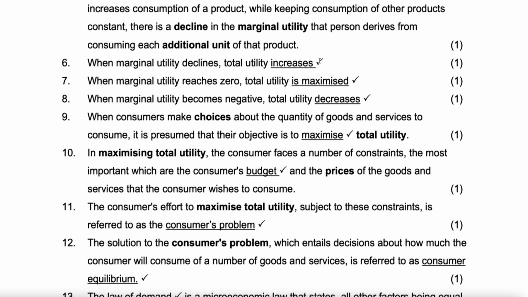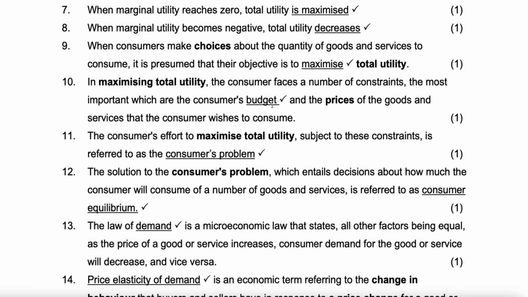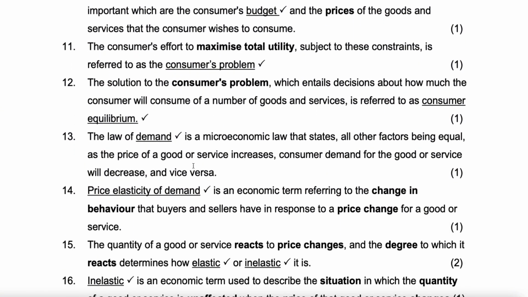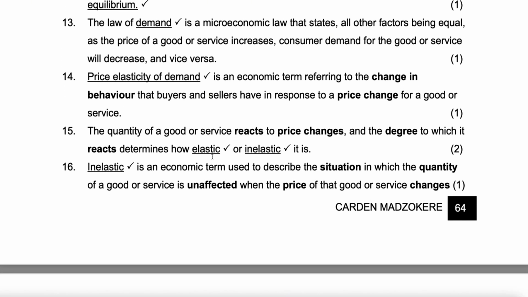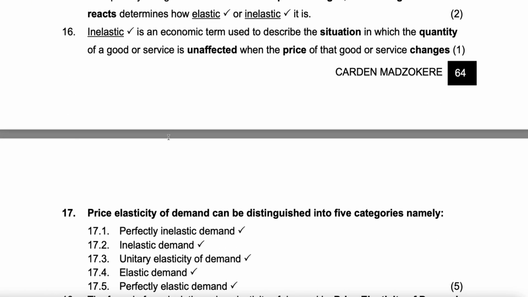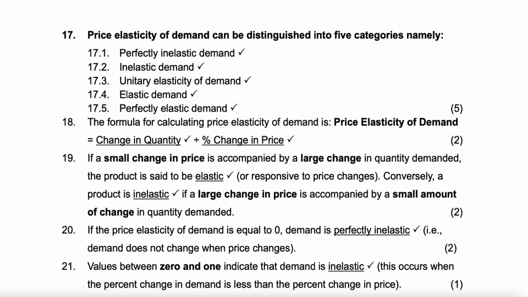I've covered this, so just see: increases, maximized, decreases, maximize, budget, consumer's problem, consumer equilibrium, the law of demand, price elasticity of demand, elastic or inelastic, and then our five degrees. I had started with perfectly inelastic, then relatively inelastic or just inelastic demand, then unitary, then relatively elastic or just elastic demand, then perfectly elastic.